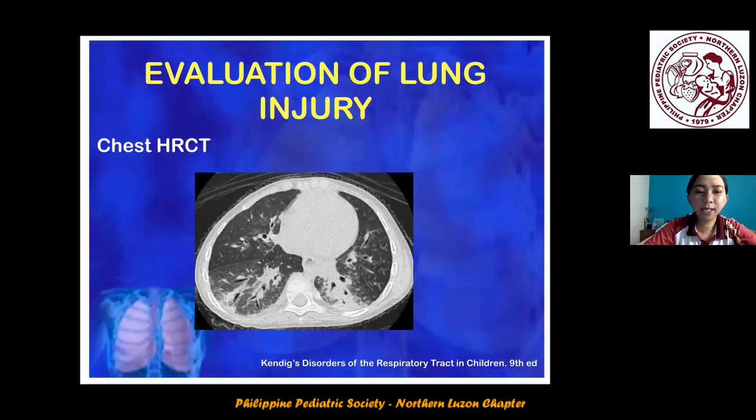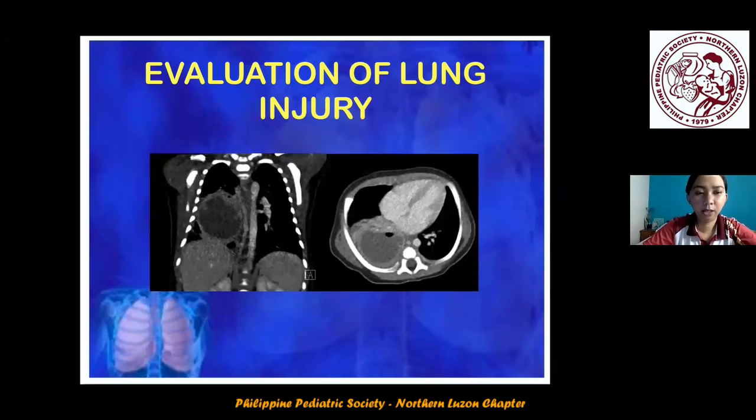So here we see a chest CT scan showing dependent bronchiectasis. There's pneumonia with consolidation and central lobular opacities in a child with chronic aspiration. And this one shows you a lung abscess in an infant with chronic aspiration. You can appreciate a cavity with thick walls and a central fluid suggestive of lung abscess.